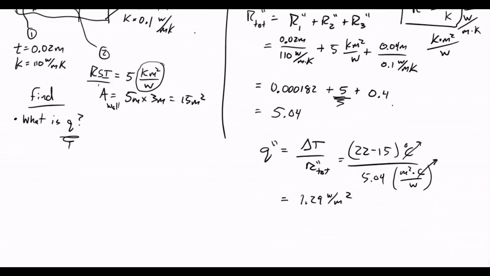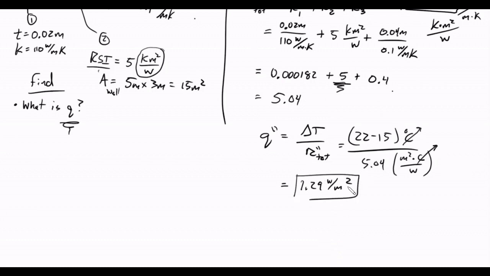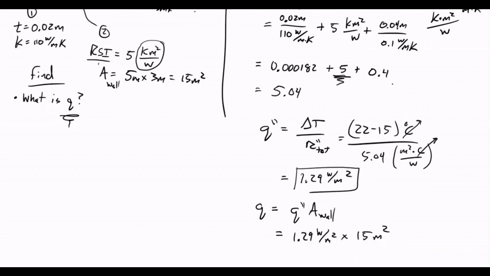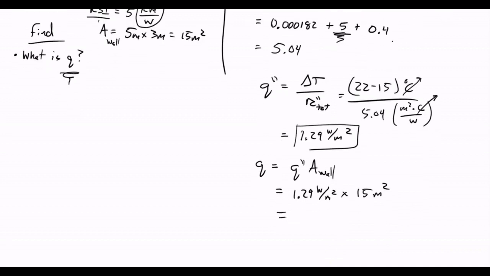That is not the final answer, right? Look at the units: watts per meter squared. We want to know the total heat rate. So the total rate is equal to the heat flux times the area of the wall, which is 1.29 watts per meter squared times 15 meters squared. And that is 19.35 watts. Okay, this one was a bit more straightforward than the last one, but still some important things to cover here.